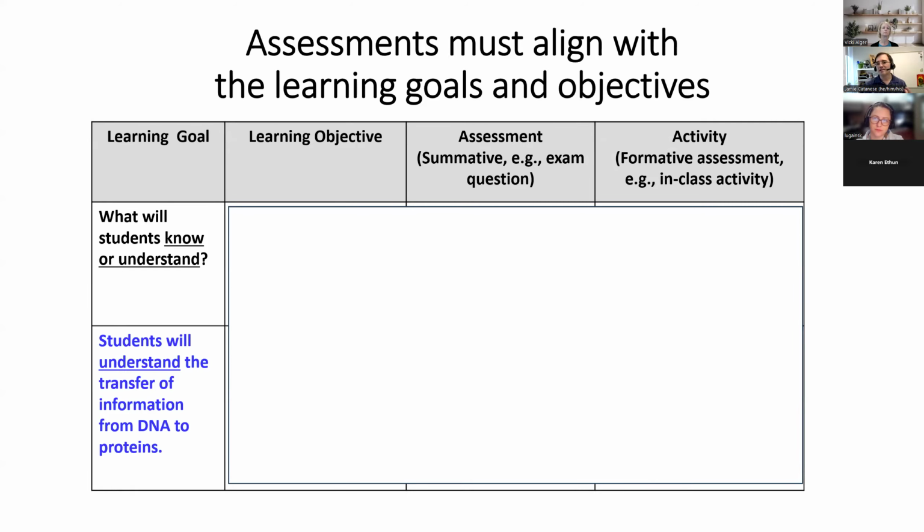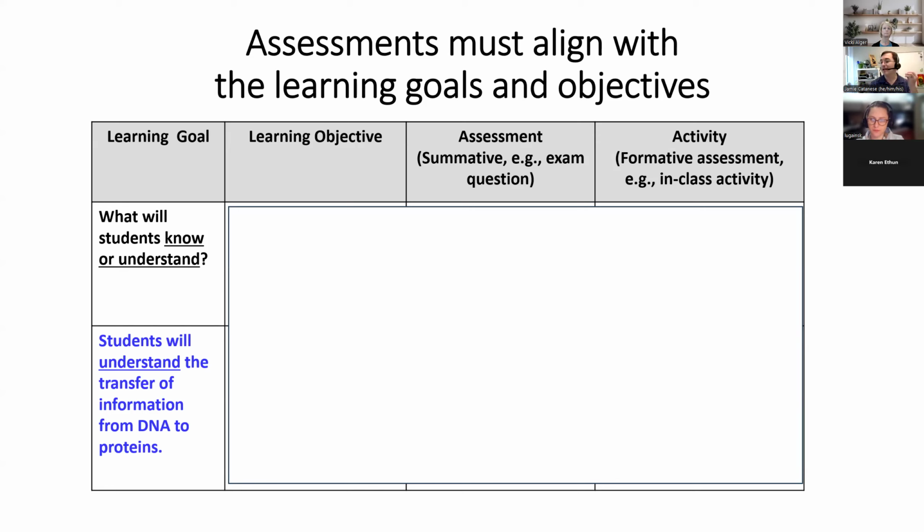So this is a kind of table that you can use to set up each of these different things that are important for a given topic. So our learning goal: what will students know or understand? What is it that I want them to know? I want them to be able to understand the transfer of information from DNA to proteins.